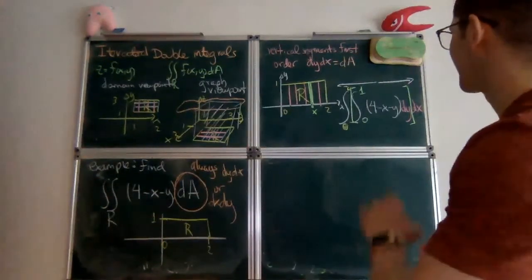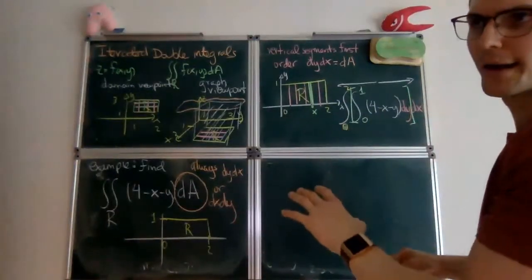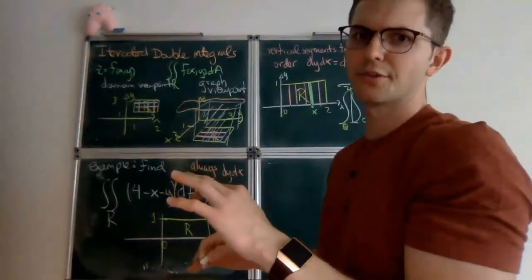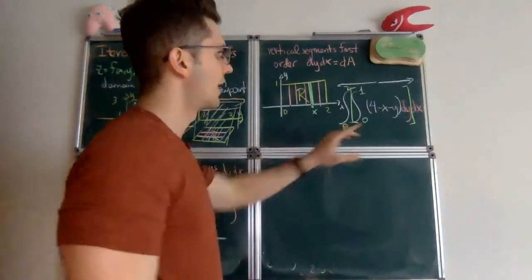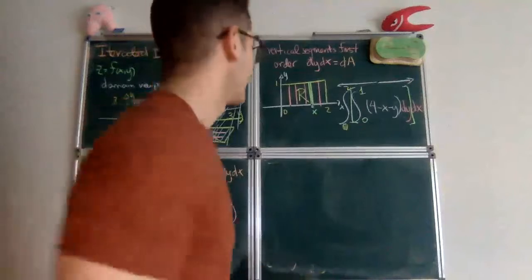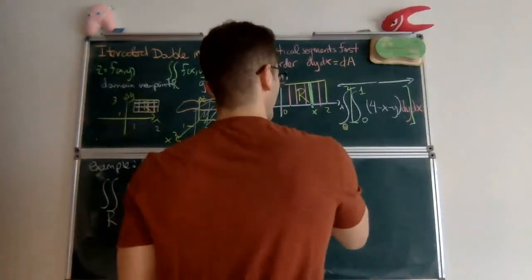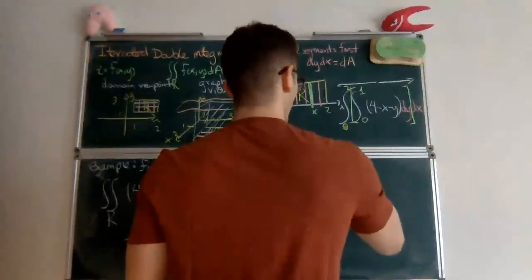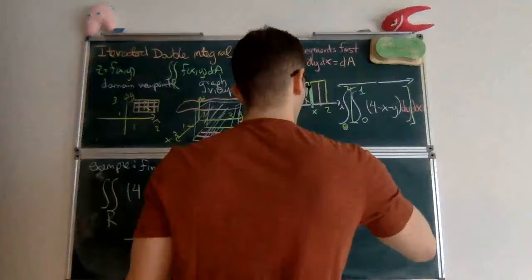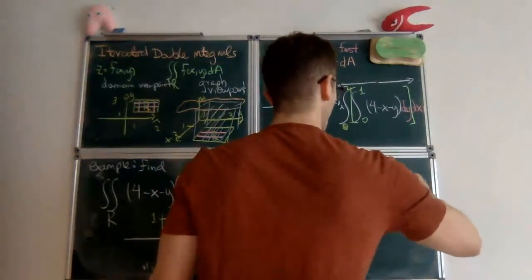I'll do this again with the other order of integration. But the point is that if you know how to set up the integral, then you are not doing anything you didn't know before, because this is like a partial integral. So let's just work out what I mean by that. What should the integral from 0 to 2 of the integral from 0 to 1 of 4 minus x minus y dy dx be?